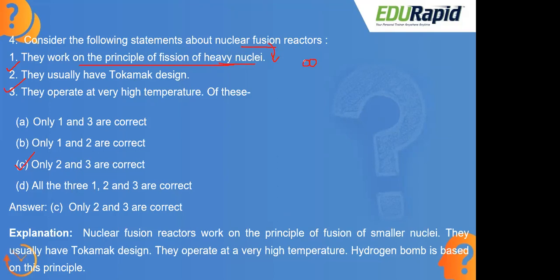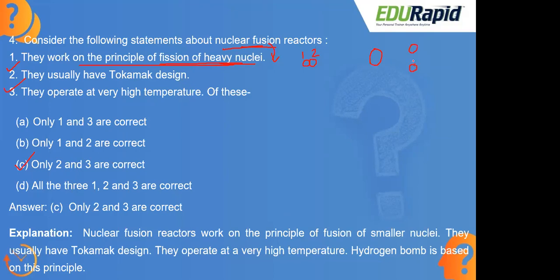They have to fuse together. So this is one, and here we have a second particle. These two particles have to fuse with each other. They have to collide with each other. Only then is the energy released, right? But look at this first statement: nuclear fusion reactors do not work on the principle of fission of heavy nuclei. Fission means a heavy particle will start splitting into two nuclei of the same size.